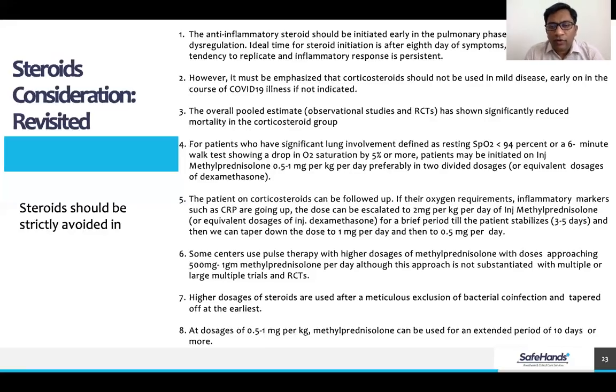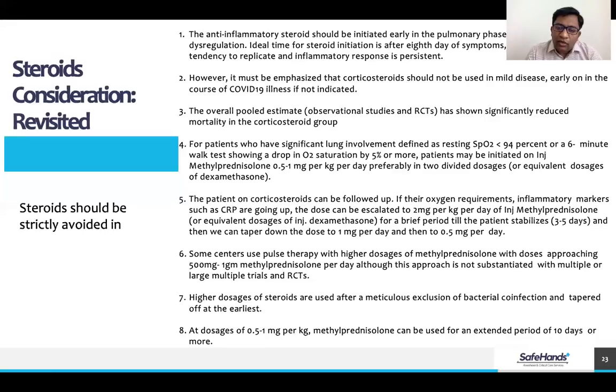Patients on corticosteroids can be followed up to see if their oxygen requirement or inflammatory markers such as CRP are going up. The dose can be escalated to 2 mg per kg per day of injection methylprednisolone for a brief period till the patient stabilizes, and then we can taper down the dose to 1 mg per day and then 2.5 mg per day. Some centers use pulse therapy with a higher dose of methylprednisolone, approaching 500 mg to 1 gram per day, although this approach is not supported by multiple or large multi-trials and RCTs.